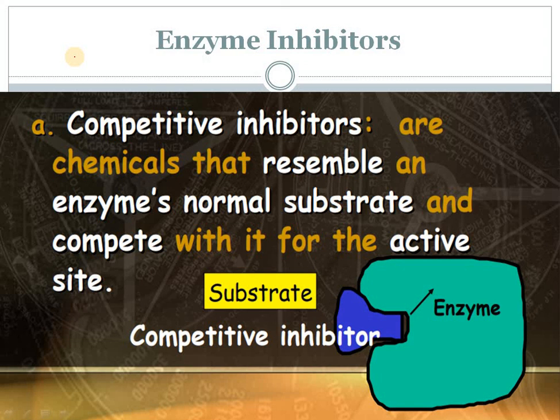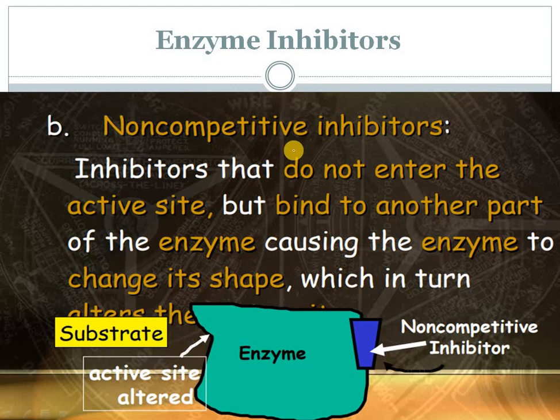Basically, competitive inhibitors are chemicals that resemble an enzyme's normal substrate and can compete with it for the active site. So competitive inhibitors attach at the active site, while non-competitive inhibitors do not enter the active site but bind to another part of the enzyme, causing the enzyme to change its shape, which alters the active site. So when it is attached to the other site, the shape of the active site is changed, and a genuine substrate cannot attach to the enzyme. This is how the enzyme inhibitor affects the rate of reaction or enzyme activity.